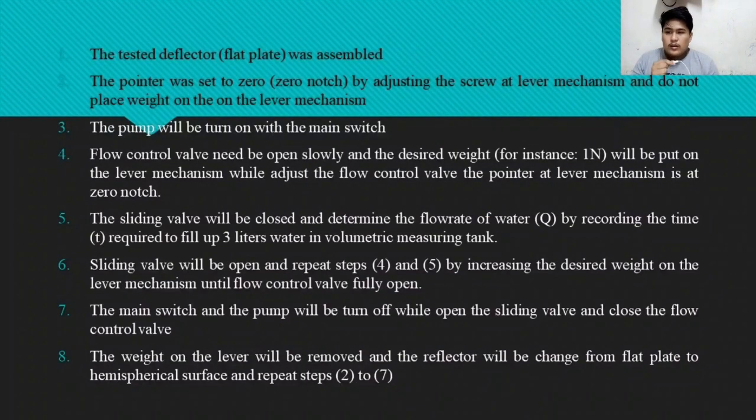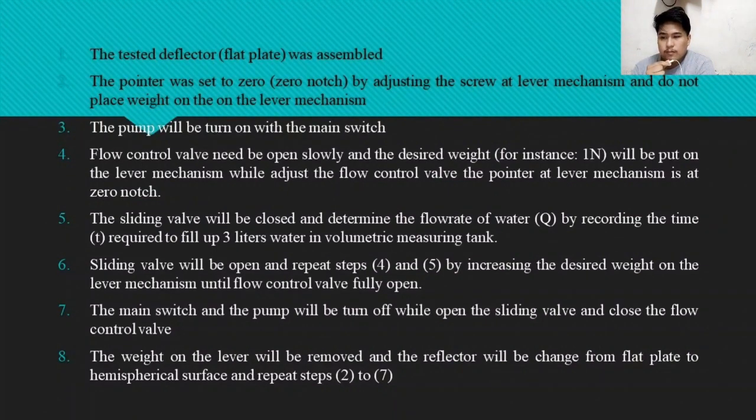For the methodology, step 1 is that the test deflector, which is the flat plate, was assembled. Next, the pointer was set to 0 notch by adjusting the screw at the lever mechanism, and no weight is placed on the lever mechanism. Step 3 is that the pump will be turned on with the main switch. Next, the flow control valve needs to be opened slowly and the desired weight will be put on the lever mechanism while adjusting the flow control valve, until the pointer at the lever mechanism is at 0 notch.